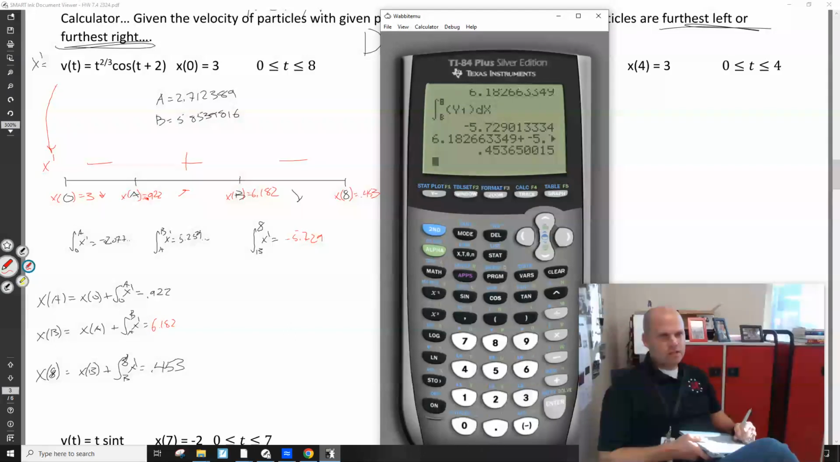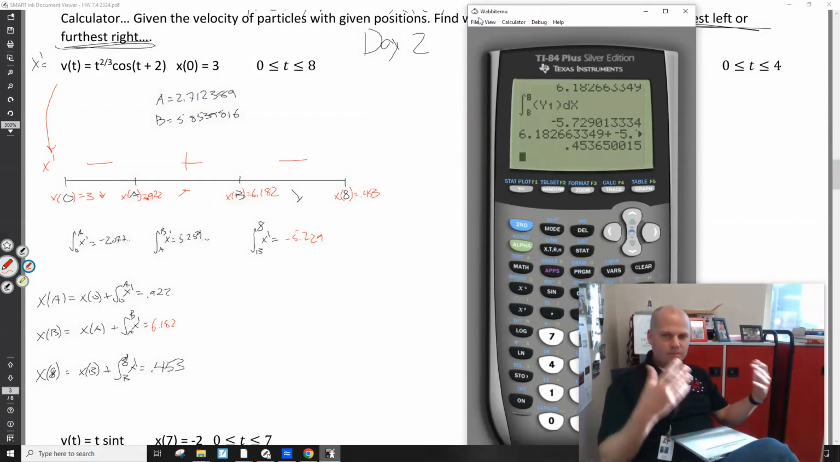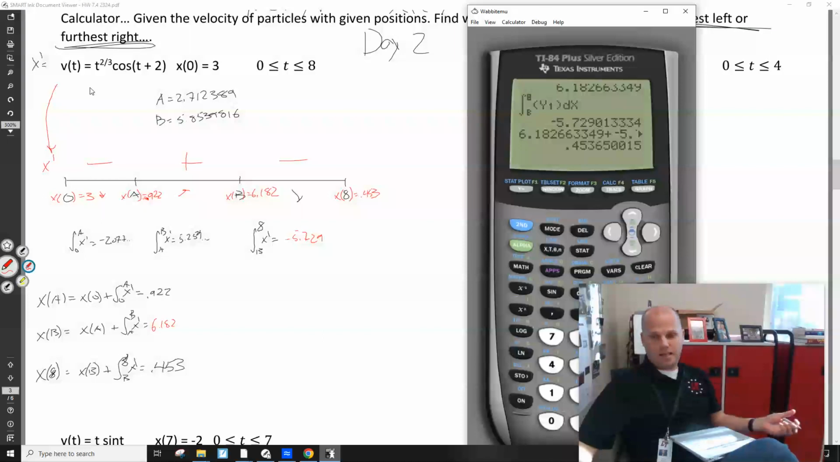All of these numbers should make sense if you look at them one after the other. 3 minus 2, okay. Plus 5, all right. Minus 5, okay. This number makes sense. This is how we can find positions when we can't take the antiderivative. We can accumulate our derivative.